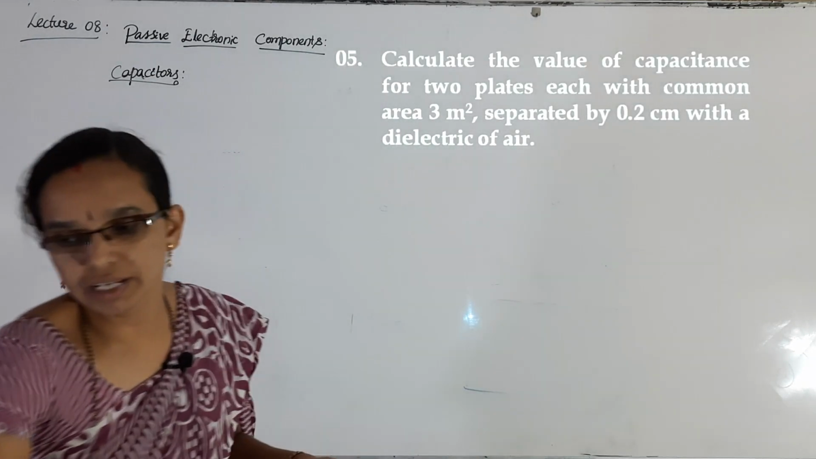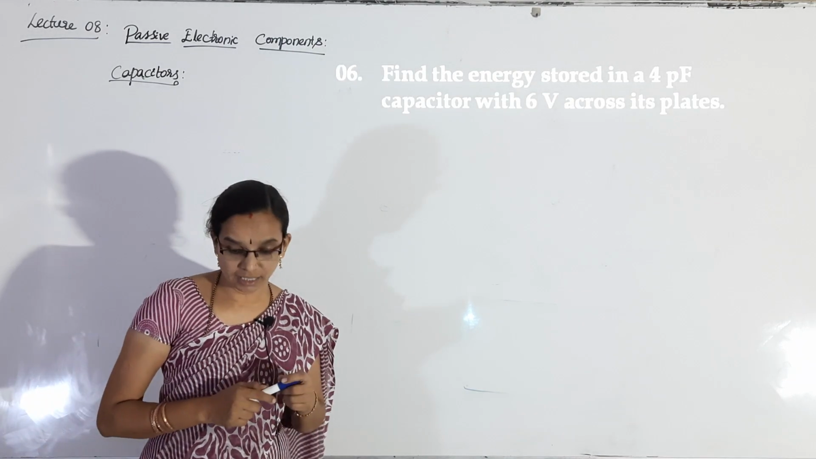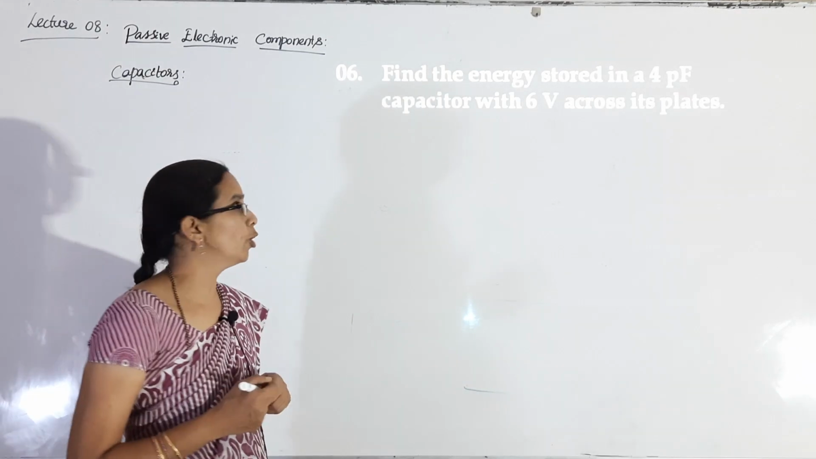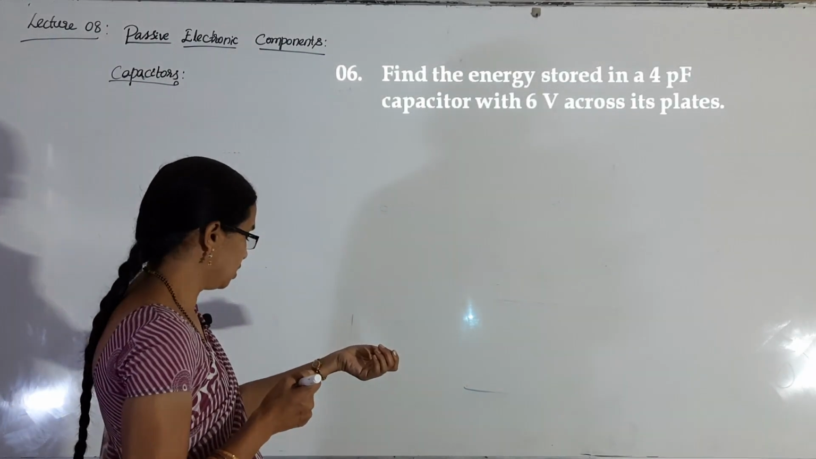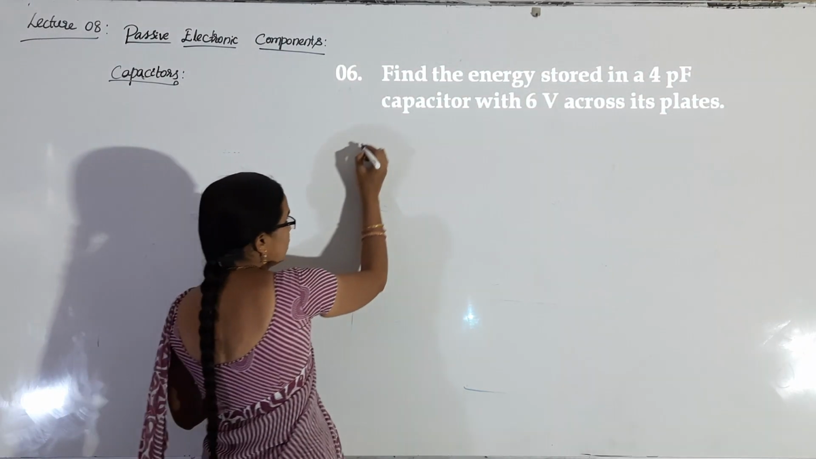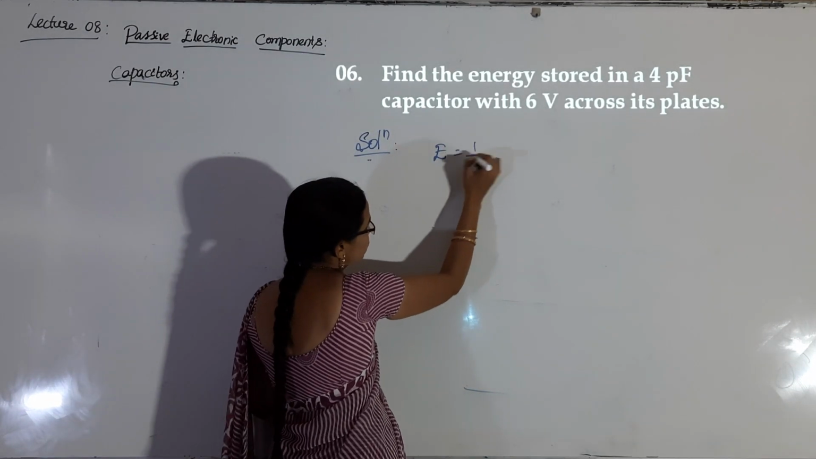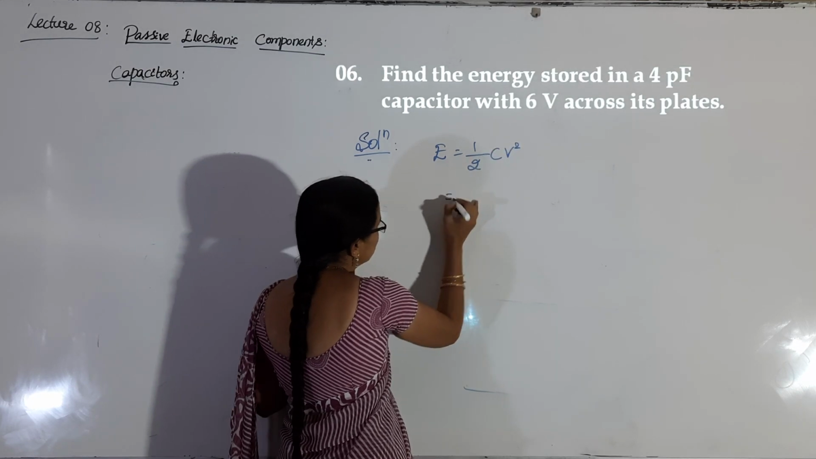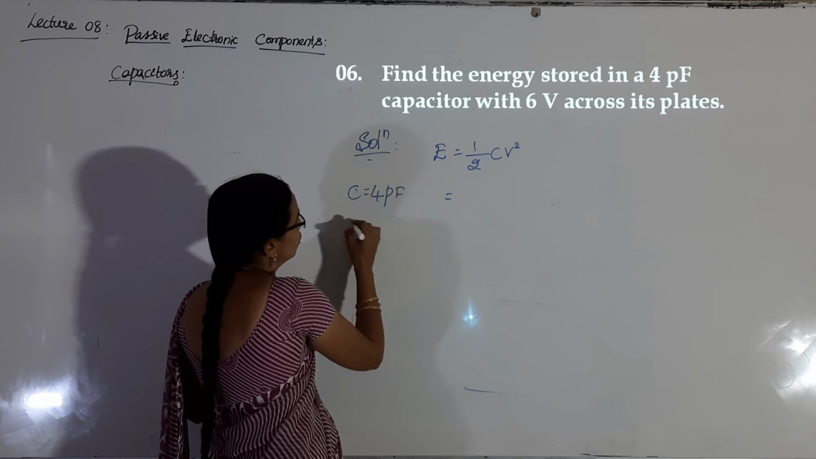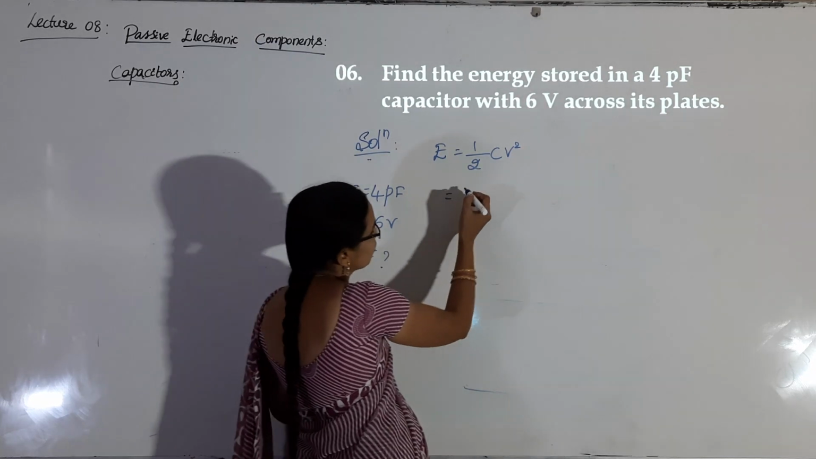Next one is, these are all very easy problems. If you know the formula very well, you can get easily marks for problems in this chapter, passive electronic components. Find the energy stored in a 4 picofarad capacitor with 6 volts. It's very easy again. What's the formula? E is equal to half CV square. C is given 4 picofarad, V is given 6 volt. We have to calculate energy stored in the capacitor.